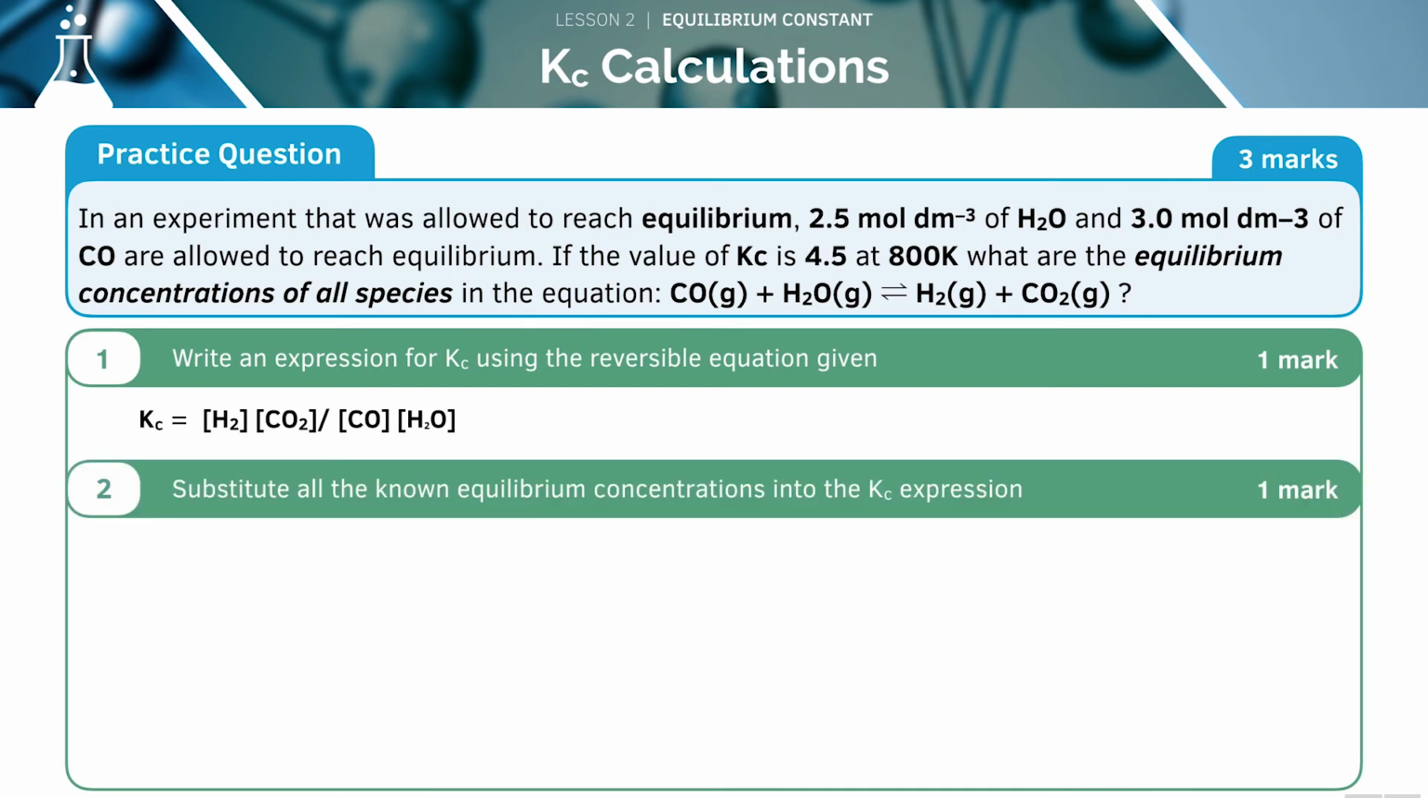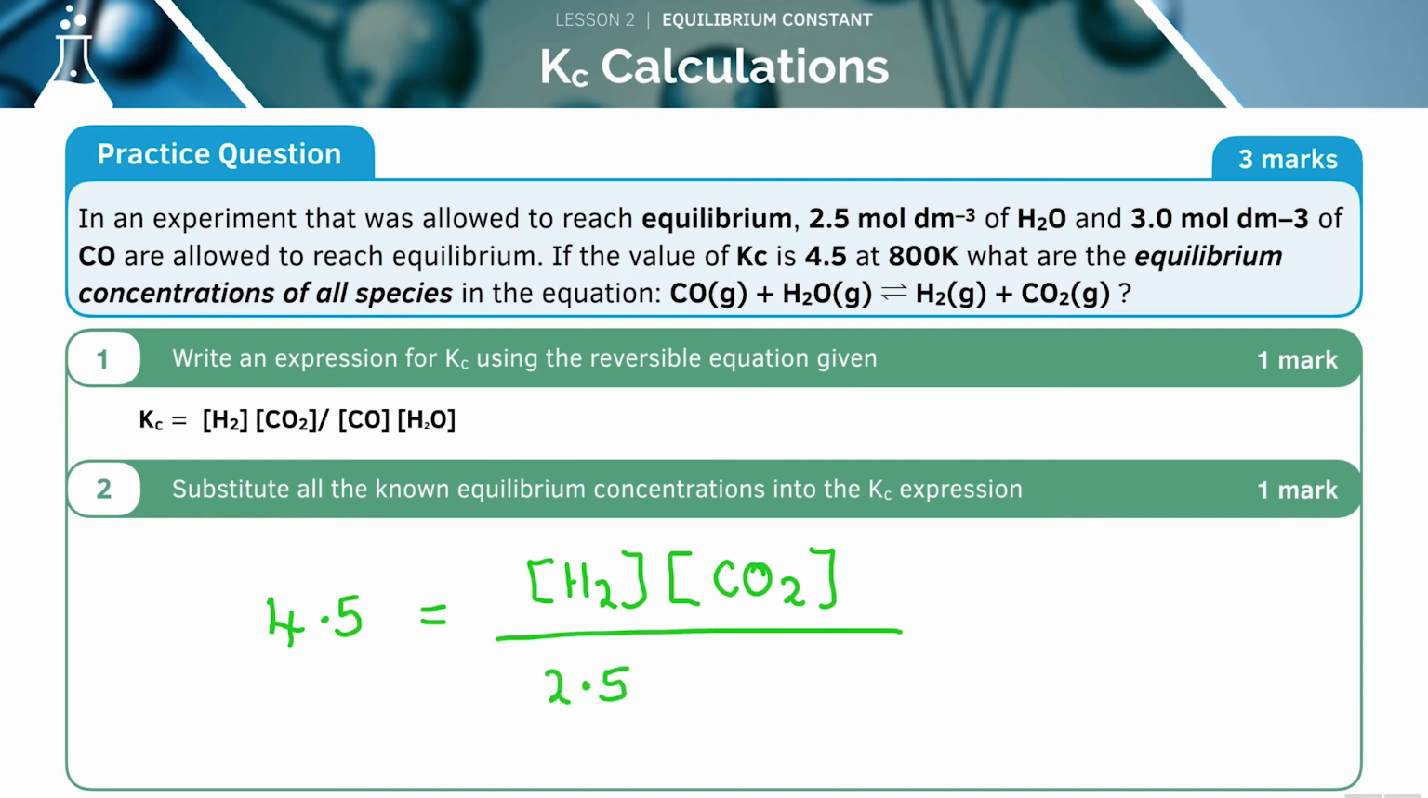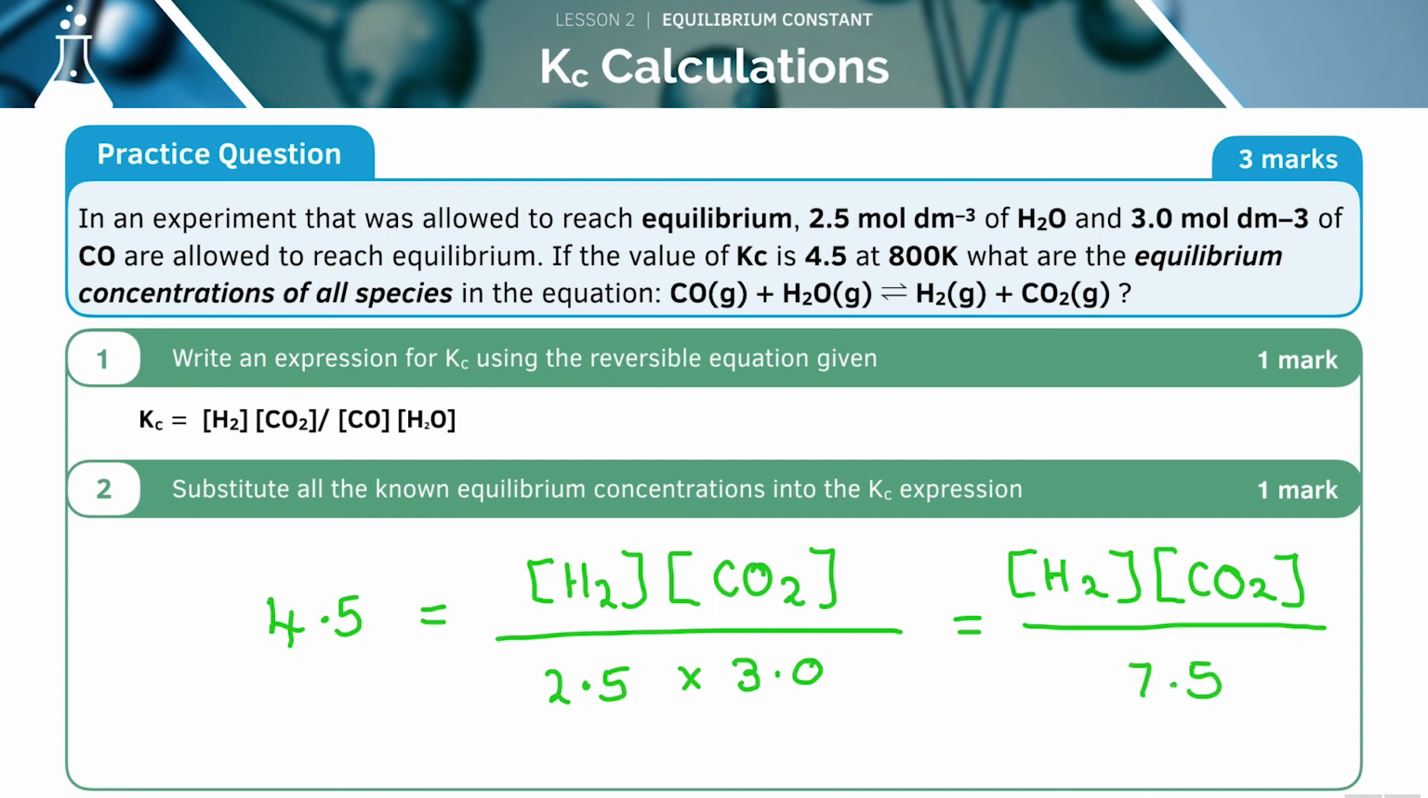Now we will calculate the molar concentrations by dividing each number of moles by the total volume of the vessel. So we'll substitute in our numbers here. So we'll have 4.5, which was our value for Kc, is equal to the concentration of hydrogen multiplied by the concentration of carbon dioxide divided by 2.5 times 3.0, giving us a value of H2 multiplied by CO2 divided by 7.5.